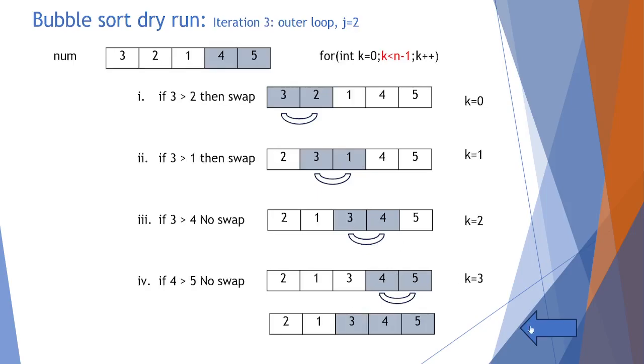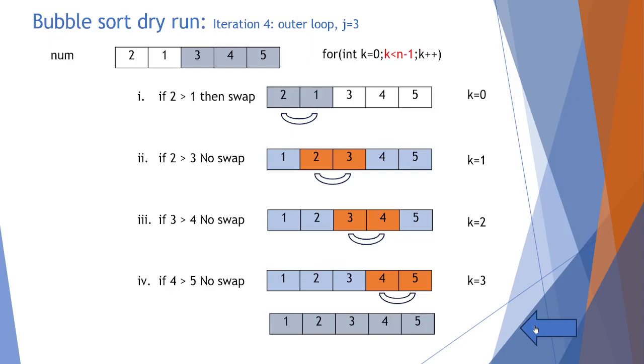Then in the outer loop, third iteration, j is 2. Again, starts from beginning. Is 3 greater than 2? Yes, swap. 3 greater than 1? Yes, swap. 3 greater than 4? No, no swap in this position. No swap. 4 not greater than 5. So far around 9 swaps have happened in bubble sort.